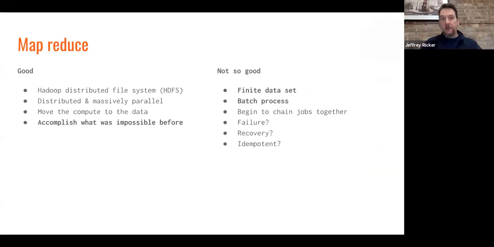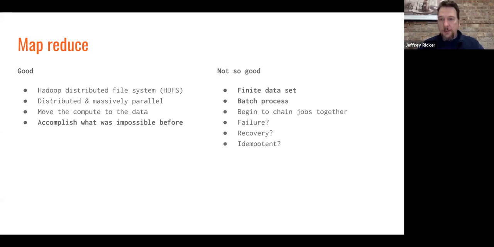There's some really good things about MapReduce. You know, it gave us the Hadoop distributed file system. It allowed us to work in distributed and massive parallel and to accomplish things that were impossible before. So it really took parallel processing out of the laboratory, out of the university, and into the IT departments of companies. Hooray for MapReduce.